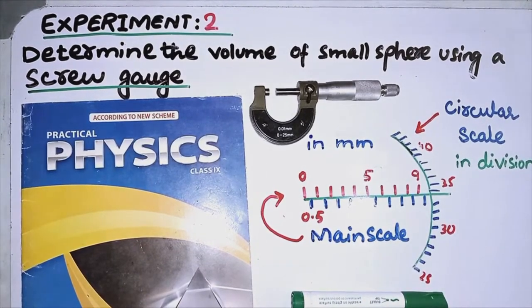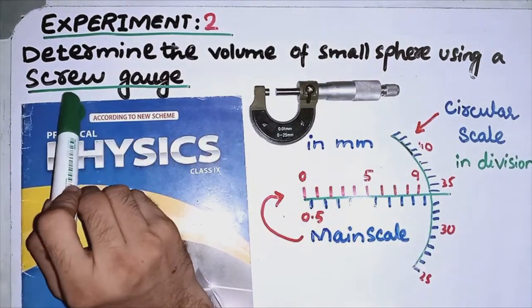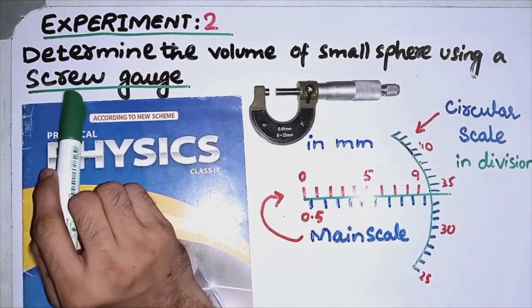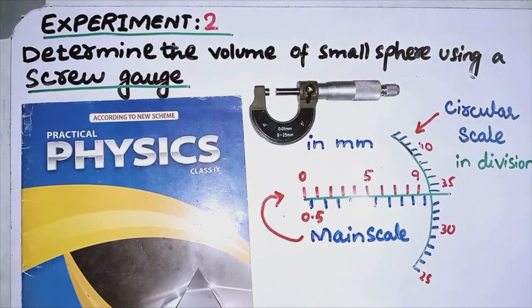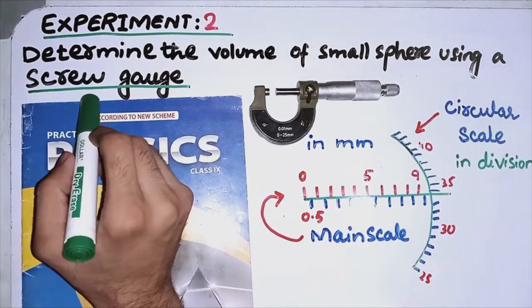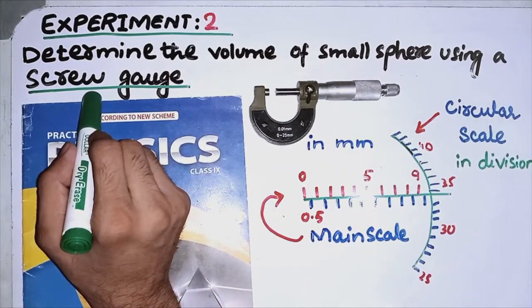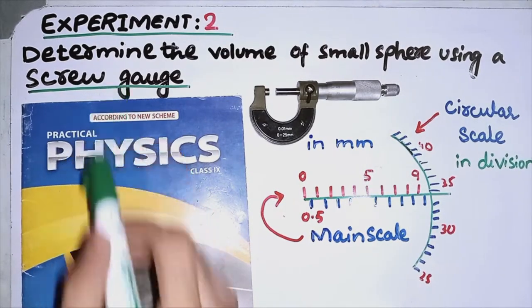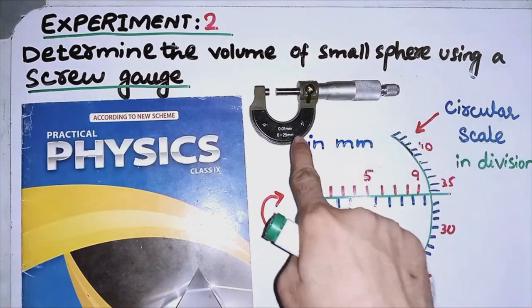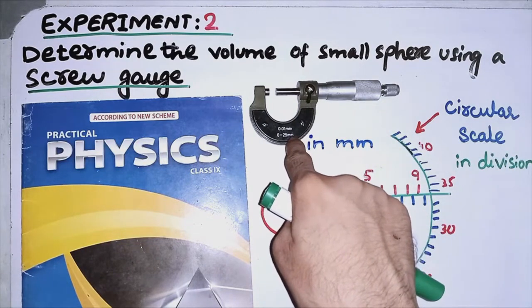The object of our experiment is to determine the volume of a small sphere using a screw gauge. I have underlined our object name, that is screw gauge. One more thing, another name of screw gauge is micrometer screw gauge. So this is a micrometer screw gauge, or screw gauge.